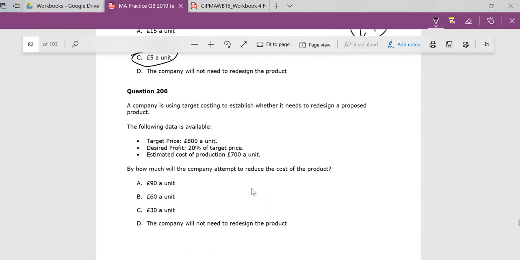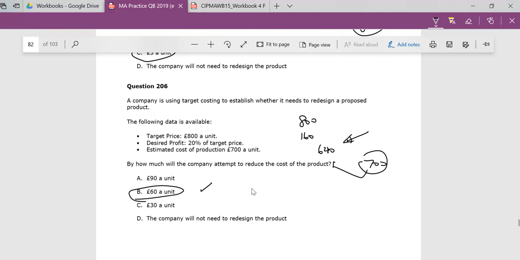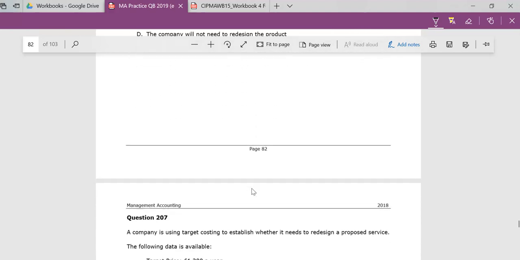Then exactly the same thing we're going to do here. You're currently doing 800. 20% of this is 160, which means that your target cost, if you like, is now 640. So you need to bring this down. You're currently doing 700. It needs to come down by 60 a unit. So the answer is B over there. So that's the key point.